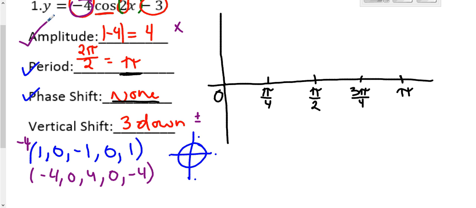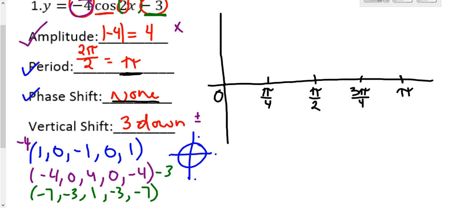Then, so we're good with that, then we add or subtract. Since this is down 3 and this is -3, we're going to subtract 3 from all of these things in our pattern. So -4 minus 3 is -7. Then 0 minus 3 is -3. 4 minus 3 is 1. 0 minus 3 is -3. -4 minus 3 is -7. So here is our pattern.